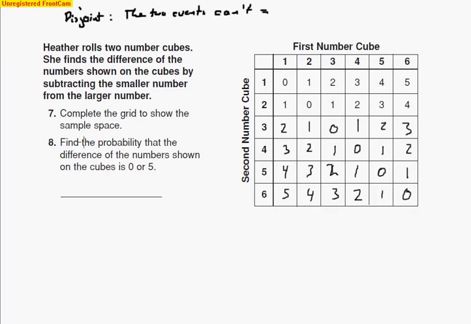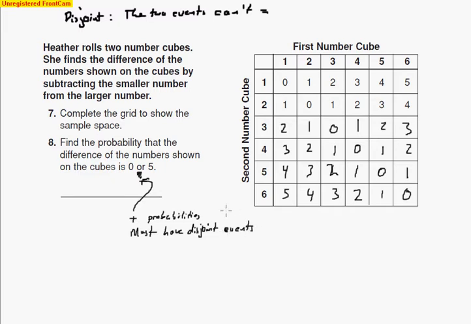Well, here they're saying find the probability that the difference of the numbers shown on the number cube is 0 or 5. Now, when you see the word or right there, that tells us that typically they're talking about adding probabilities together. But we can't add the probabilities unless we have disjoint events. And again, disjoint means not together. Disjoint events means they cannot be the same thing. They cannot have something in common.